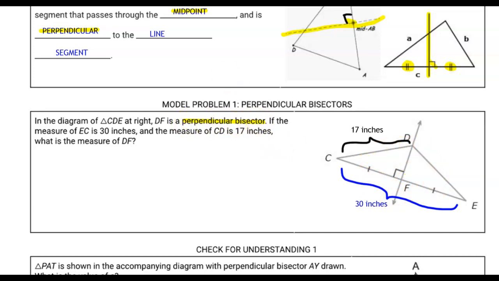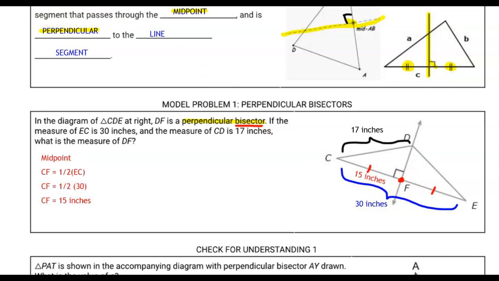This part of it, bisector, tells us that it intersects this line, line CE, at its midpoint. And it even has those lines drawn in there. It says that this measurement is equal to this measurement. That means if this whole entire side, CE, is 30 inches, each of these individual line segments that are created by that midpoint are half of that. So 30 divided by 2 is equal to 15.